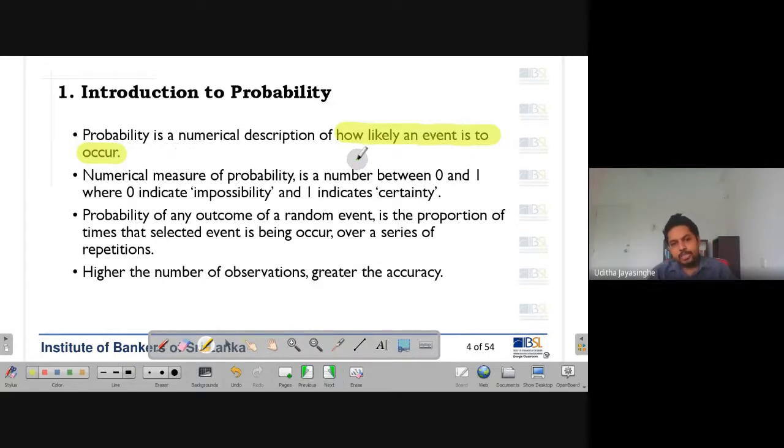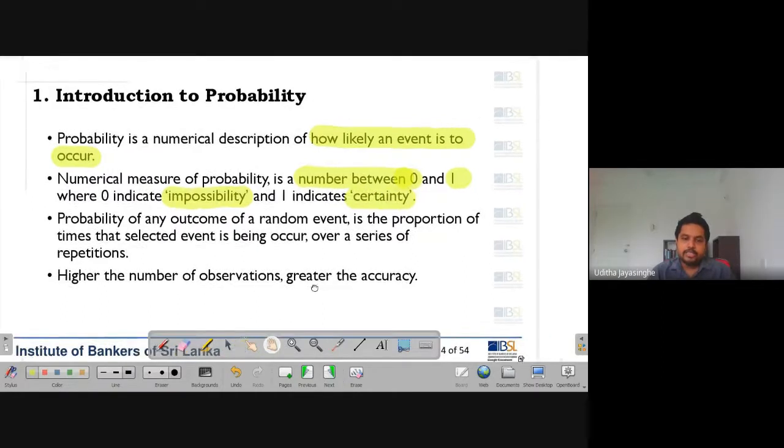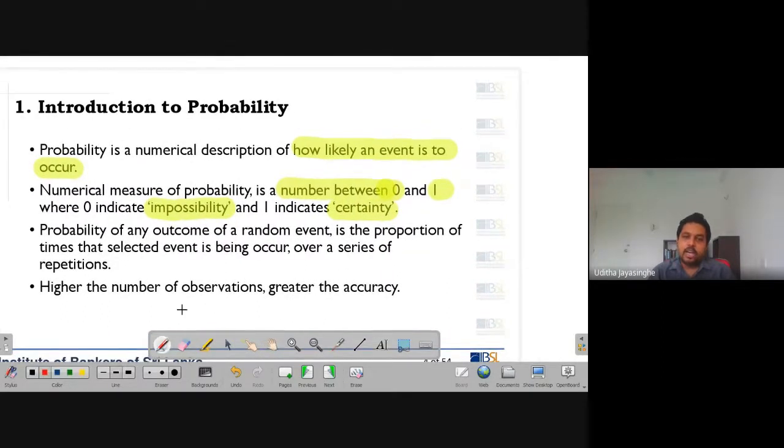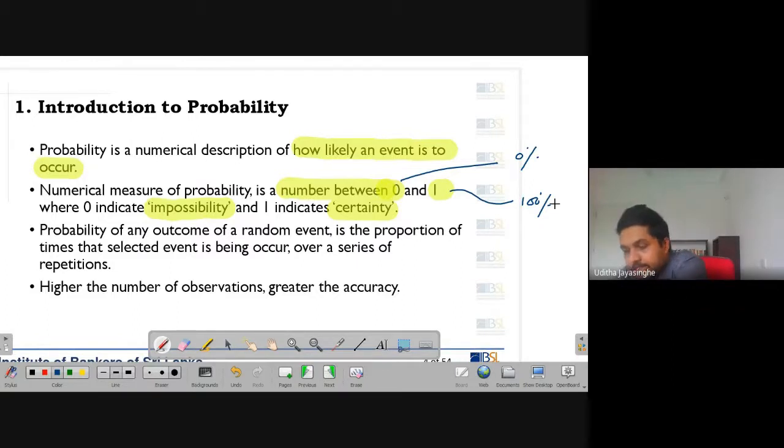Numerical measure of probability is a number between 0 and 1. See, 0 and 1, where 0 is going to show you that there's impossibility, and 1 is going to tell you that there is a certainty of 100%. Now, the 0 and 1 could be noticed something like this also: 0% and 100%. 0 stands for impossibility and 1 stands for certainty.